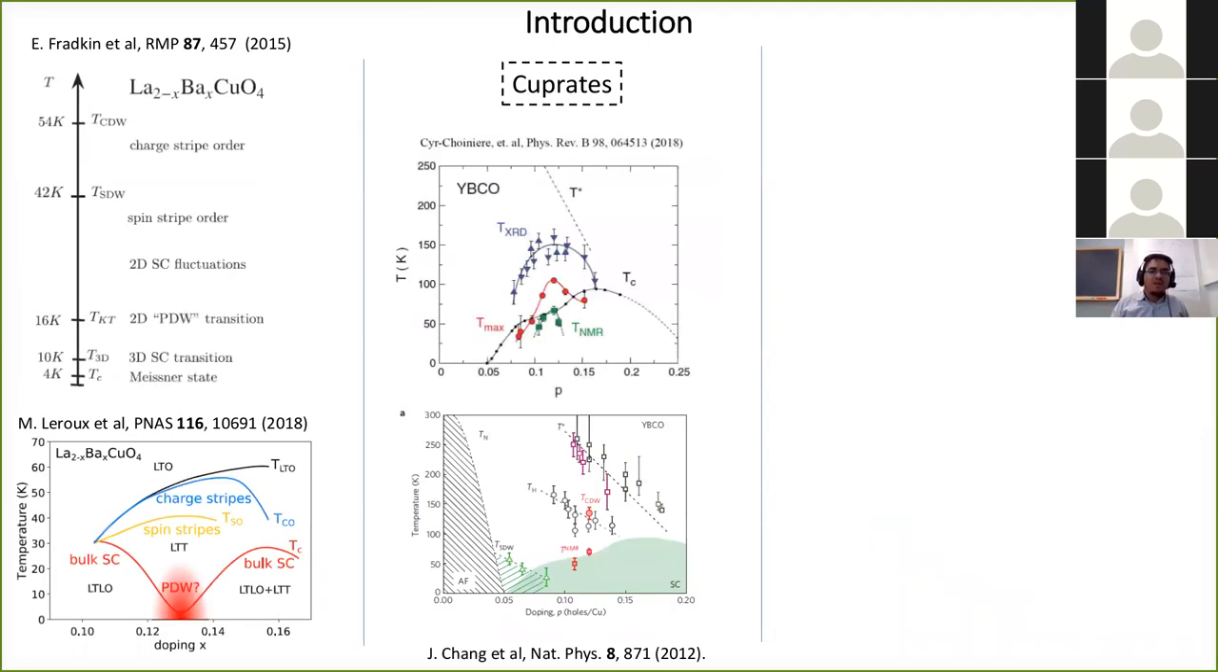When you go to cuprates, for instance, the cuprates are probably the paradigm in strongly correlated systems. Cuprates is even more complicated, because we know for a long time that in this kind of LBCO cuprates, you have charge modulation. So this is the energy scales of the charge modulation, also in the YBCO. But you don't know the origin, the nature of this charge modulation. Many people believe that it can come from electron interactions. This is the reason that many people work with extended Hubbard model.